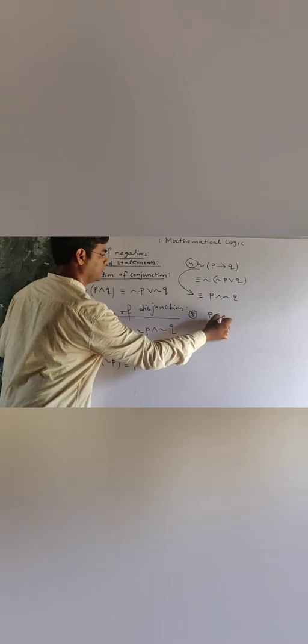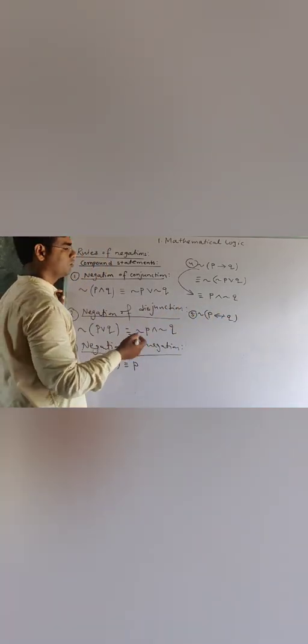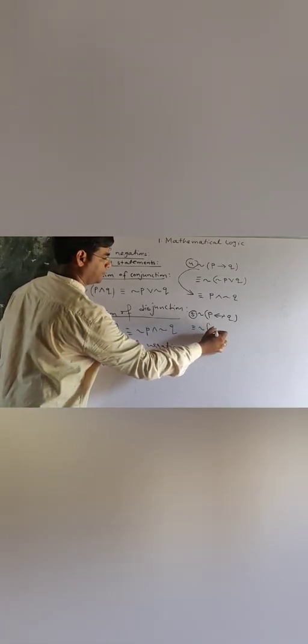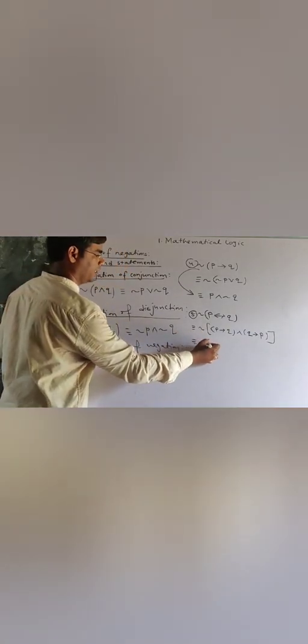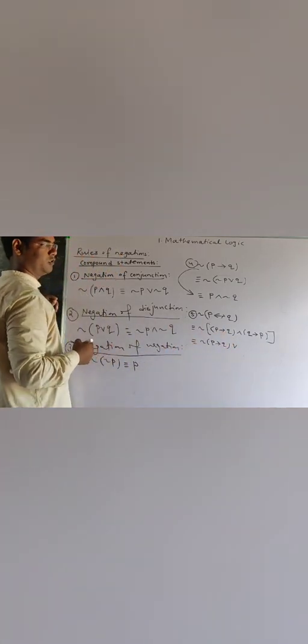Fifth rule: P double implies Q. So what is P double implies Q? We can write it first as P implies Q and Q implies P. So use De Morgan's law. You will write this as negation of (P implies Q), and you replace and by or, negation of (Q implies P).